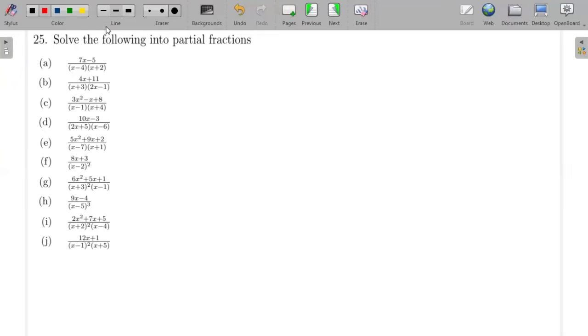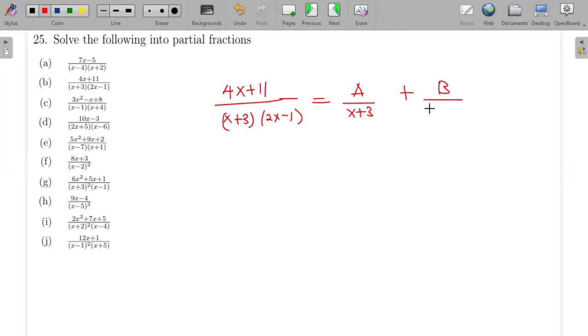So for B, we have 4x plus 11 divided by x plus 3 and then 2x minus 1. Again, we have linear factors. So this will just be a over the first factor plus b over the second factor. And then from there, we're going to multiply this whole expression by the denominator on the left. So that will be x plus 3, and then 2x minus 1.